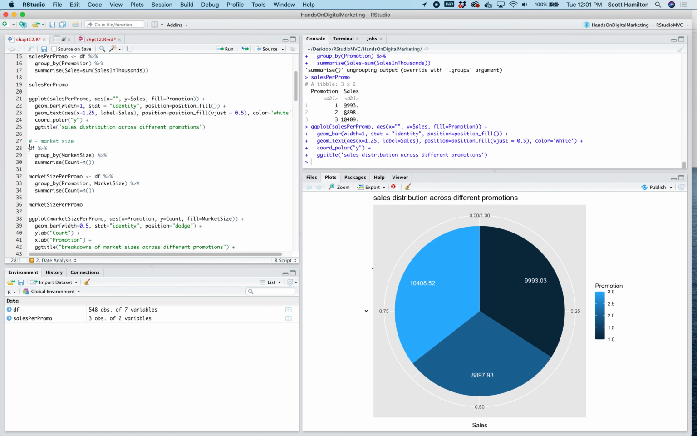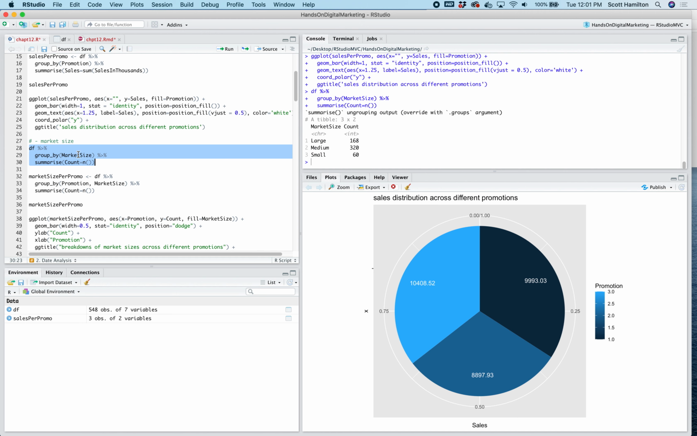All right, next one we're going to look at market size. So again, taking our data frame, we're grouping it by market size, and this time we're using summary of the count. So this is just how many observations fall within this grouped market size. So there's 3 categories of market size: large, medium, and small. We're not super clear on what that actually means, but we can see the number of observations here that have that market size assigned to them. So there's 320 medium size, so that's the bigger portion of our audience, right, is the medium size market.